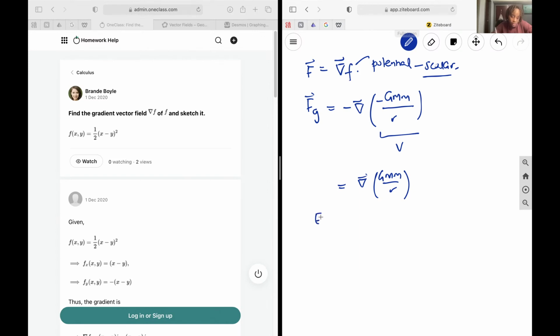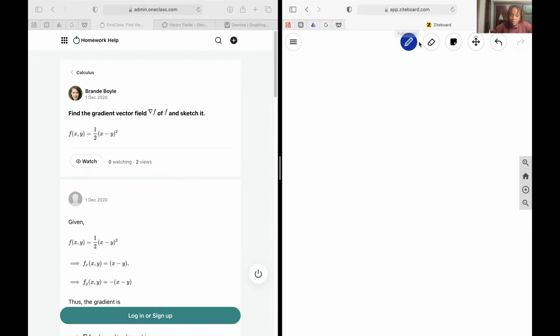You also have the same thing going on for electricity. It'll be the negative gradient of V, which is the negative gradient of 1 over the permittivity of free space multiplied by Q over r. Additionally, the magnetic field is also like this. When you take the gradient of a magnetic field is how you get a magnetic force, which is why you need the magnetic field to have a gradient for it to cause a force. And that's just a brief explanation of what we're doing here.